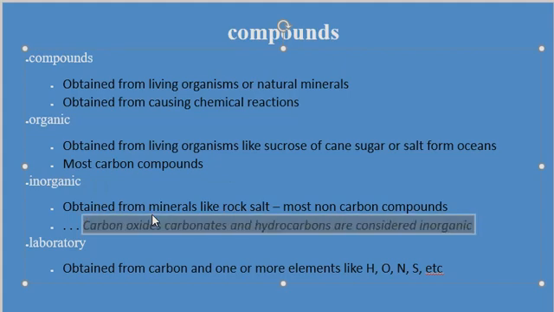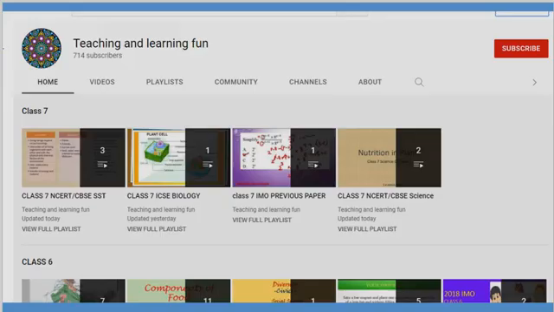Organic compounds are those that contain carbon. Carbon oxide, carbonate, hydrocarbon are considered inorganic, while other carbon compounds are considered organic. What are lab compounds? Obtained from carbon and one or more elements like hydrogen, oxygen, nitrogen, sulfur. These are called laboratory compounds, made in the lab. Hydrogen, oxygen, nitrogen, sulfur combining with carbon are called lab compounds. So this is about the different elements and compounds.